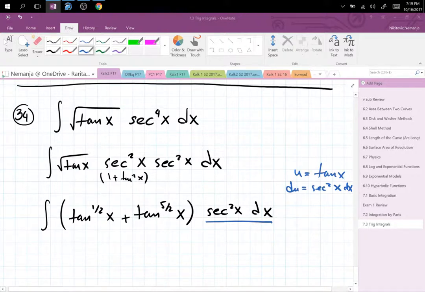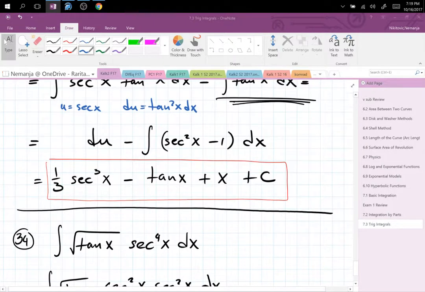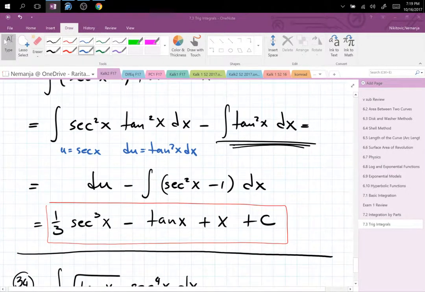So we have our exponents, right? Exponents are 1/2 and 5/2 because tangent squared, that's going to be 4/2 plus 1/2 is 5/2. The integral of u squared is u cubed over 3. So that's this piece.